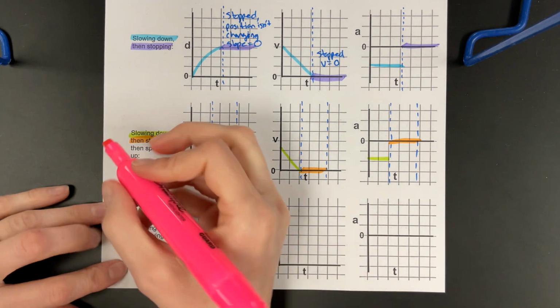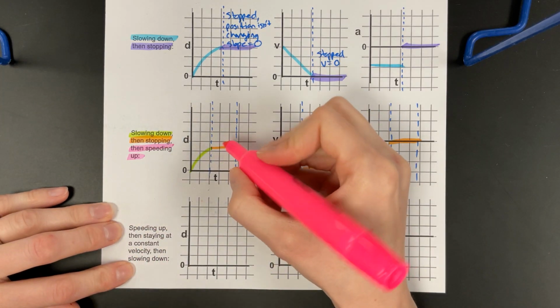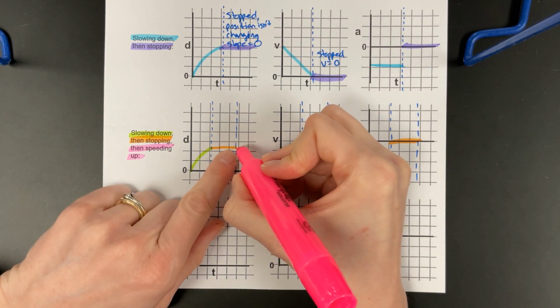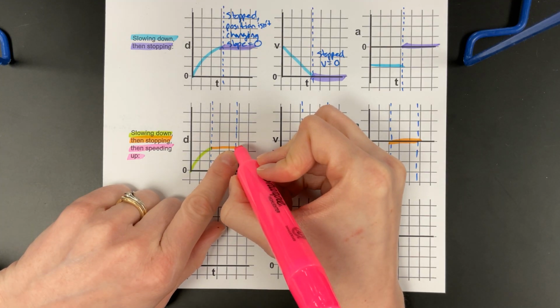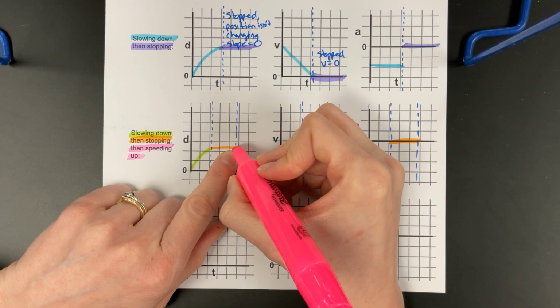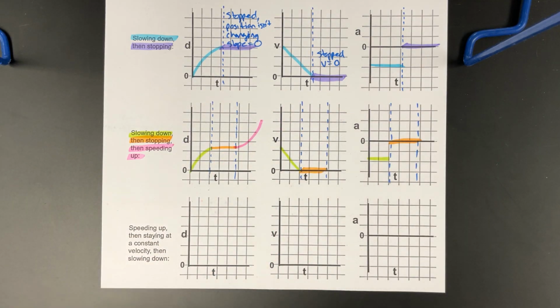And then, what if I'm speeding up again? I was stopped, but now I'm going to speed up. Right now my slope, when I was stopped, was 0, which means my speed is 0, which means now I need to start getting faster. My speed is increasing on a distance graph. That means my slope is increasing, so it's going to get steeper.